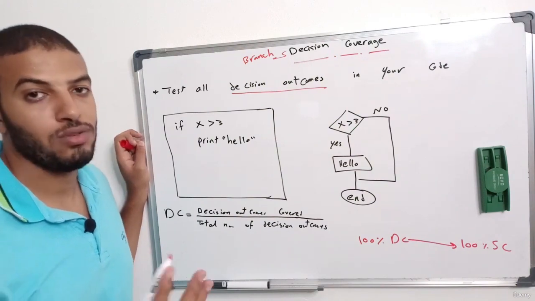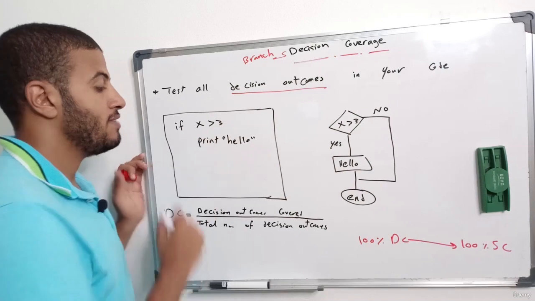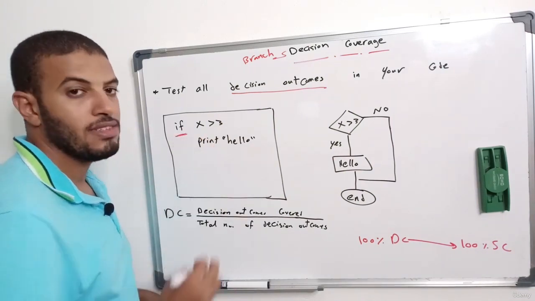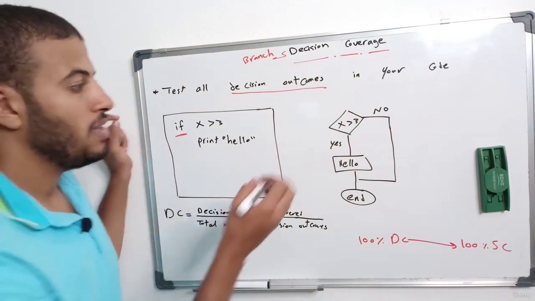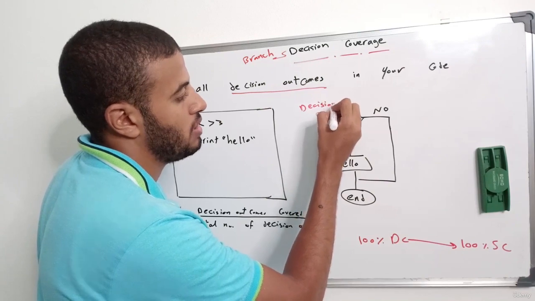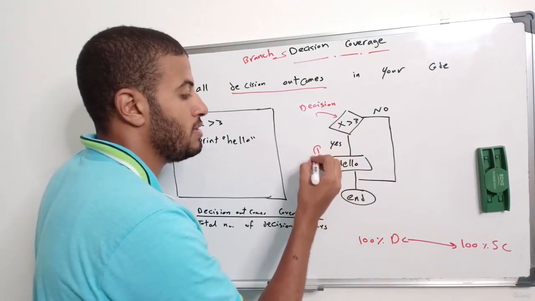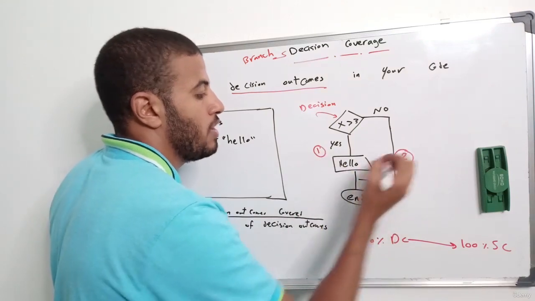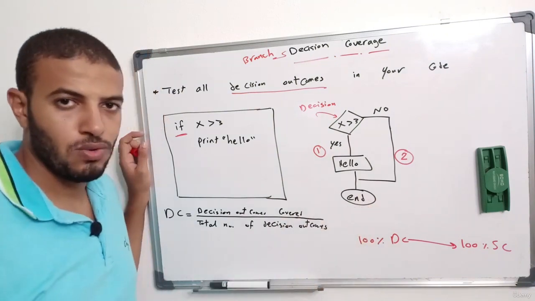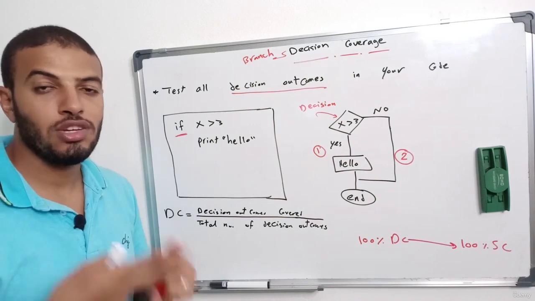So what are decision outcomes? Let's have a simple example. If x is greater than 3, print hello. So if x is greater than 3, this is a decision, okay? Here, x is greater than 3, this is called a decision, okay? And this decision has two decision outcomes, yes and no. If yes, print hello. If no, it will do something and end our code. So in this example, we have one decision and two decision outcomes.